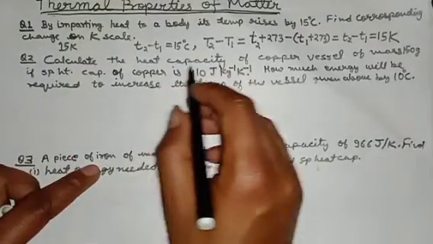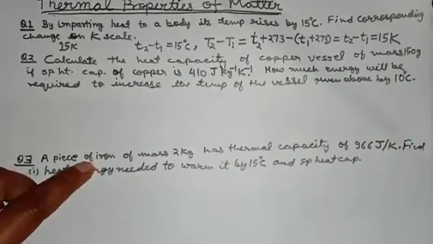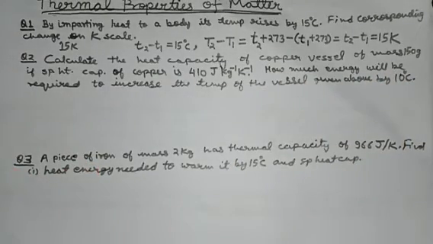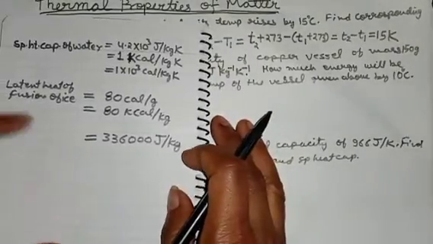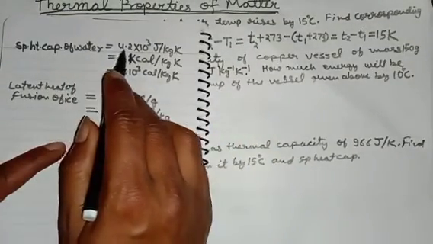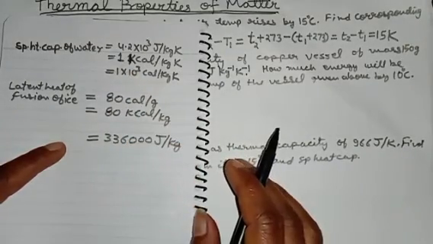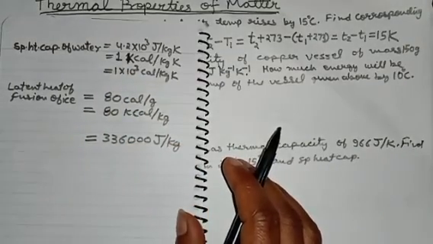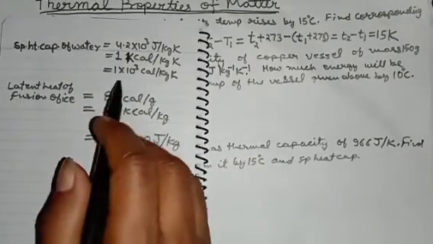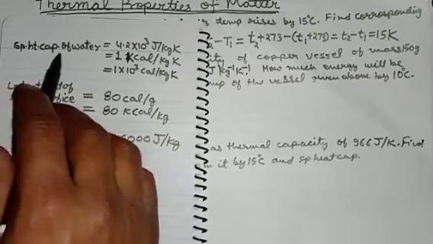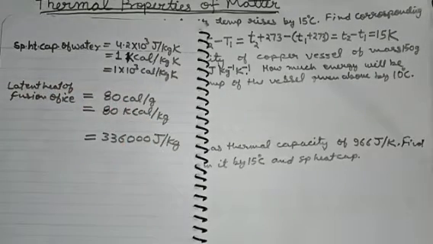Next, calculate the heat capacity of a copper vessel of mass 150 gram. Before we begin these questions on calorimetry, here are some constants. Specific heat capacity of water is 4.2 into 10 to the power 3. These values are usually given in your exams or any competitive exams, but we need to understand them. People can ask that the value for heat capacity is not given.